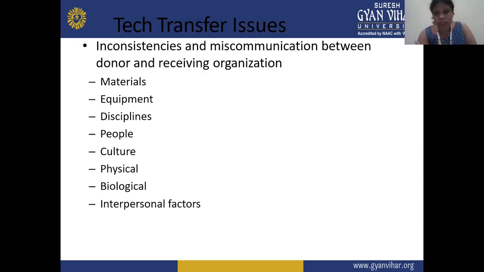Equipment: which type of equipment we are using, what is the capacity of the equipment, all these things. Discipline: what are the responsibilities we are giving to the people, and what are the disciplinary actions we are taking. People: how many people or how much manpower is required during the process, and how to manage them. Okay, culture: what type of culture we are using, physical, biological factors, and interpersonal factors, if there is any in their technology, they should communicate with the receiving side.